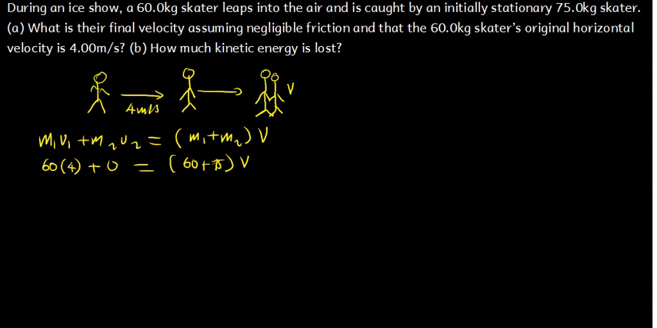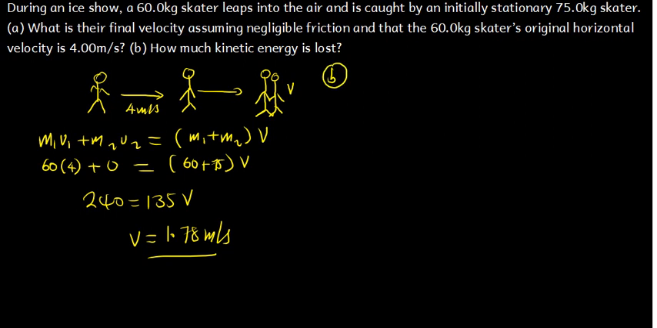So 60 times 4, that is 240. That is going to be equal to 60 plus 75, which is 135 v. So to remain with v, we divide by 135, 240 over 135, and that is about 1.78 meters per second. That is the velocity at which they are going to be moving. Now question B, how much kinetic energy is lost?